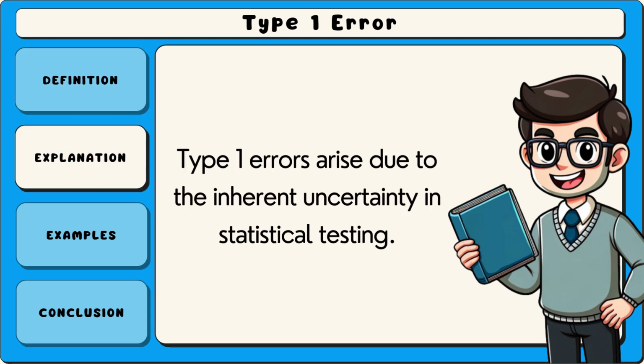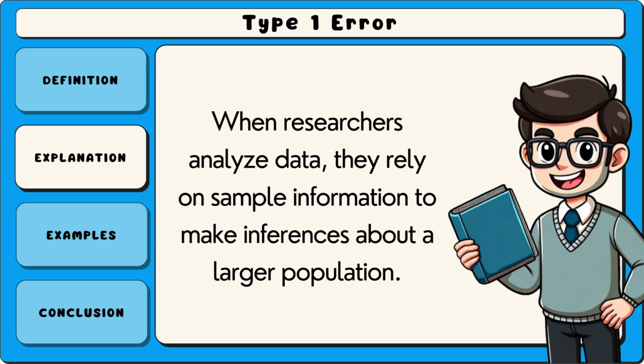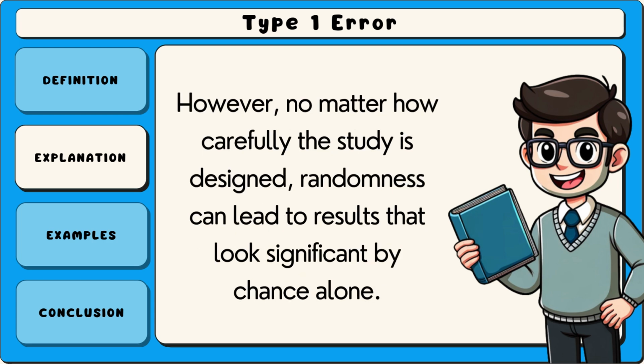Type 1 errors arise due to the inherent uncertainty in statistical testing. When researchers analyze data, they rely on sample information to make inferences about a larger population. However, no matter how carefully the study is designed, randomness can lead to results that look significant by chance alone.